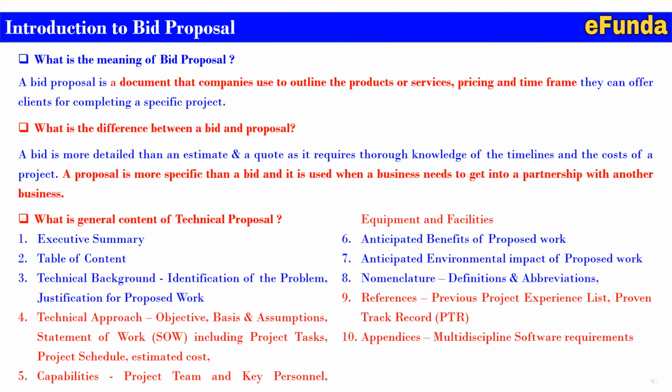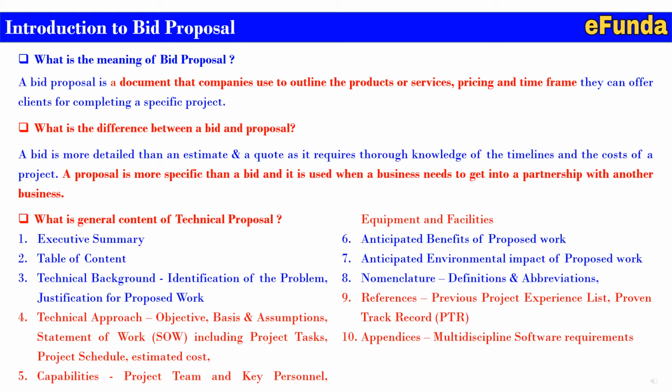Now we will see what is the general content of any technical proposal. First is the executive summary, second table of content, third technical background where identification of the problem, justification for the proposed work, fourth technical approach, that is objective, basis and assumption, statement of work including project task, project schedule, estimated cost. Fifth, capabilities, project team and key personnel, equipment and facilities. Sixth, anticipated benefit of the proposed work.